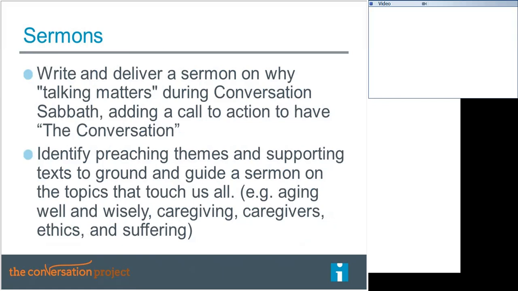So, to get into action and make a change that will increase advance care planning conversations in your community, there are some great ways to get started using the pocket of activity of sermons. As we just talked about, you can write and deliver a sermon on why talking matters during Conversation Sabbath, adding a call to action for people to have the conversation with their loved ones. To prepare for that sermon, clergy or a lay team could brainstorm to identify preaching themes and supporting texts to ground and guide the sermon on a topic that touches us all.